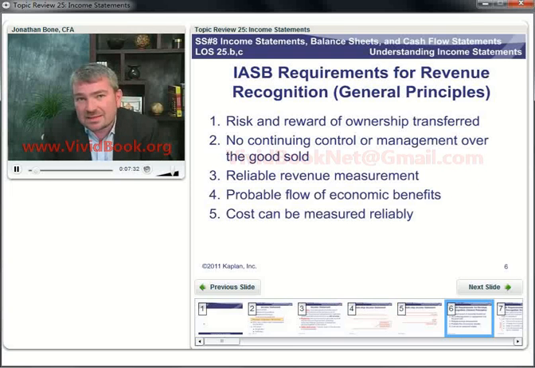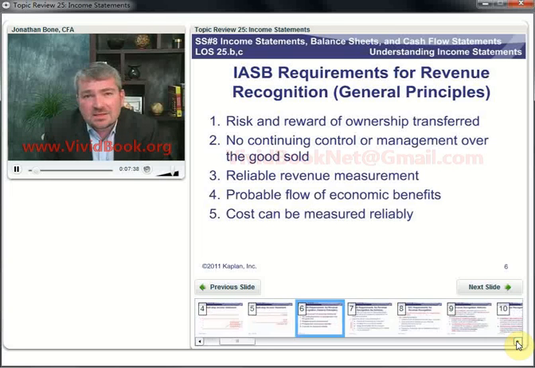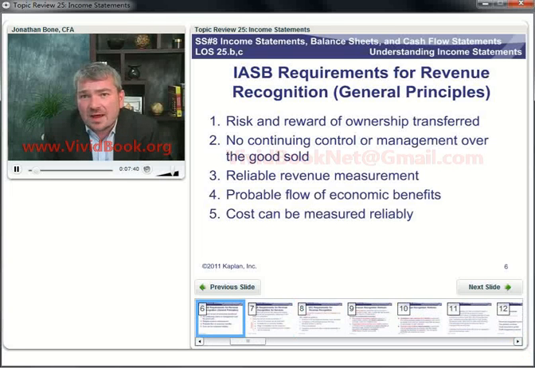Okay, so first of all, let's start off with international accounting standards and look at the requirements in order to record a sale. The first one is the risk and reward of ownership should have transferred from the seller to the buyer. In which case, point 2, the seller should have no continuing control or management over the goods sold. In other words, that should all now vest with the buyer. We need to be able to have reliable revenue measurement. So in other words, we can put a reliable dollar value on the sale that we've made.